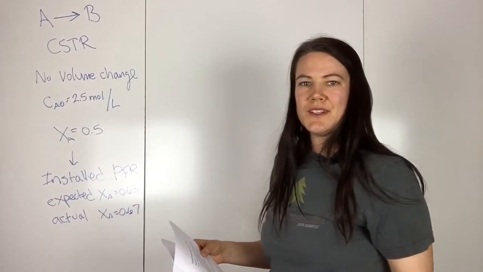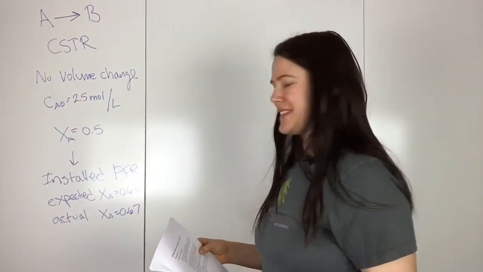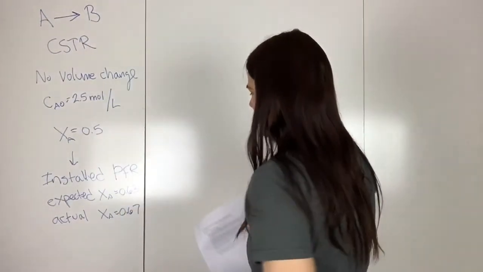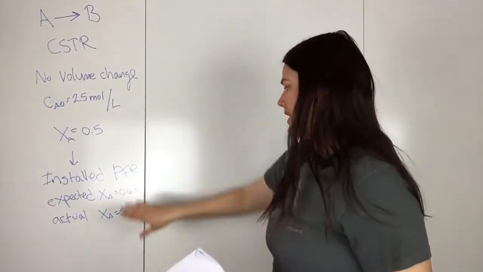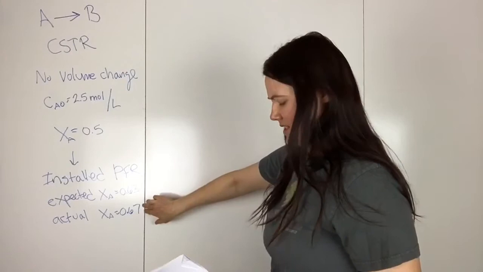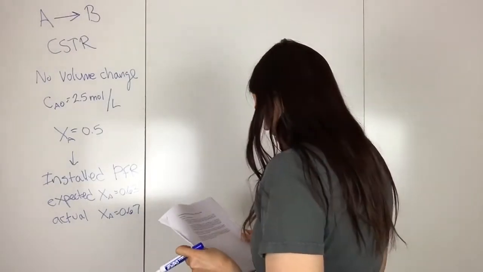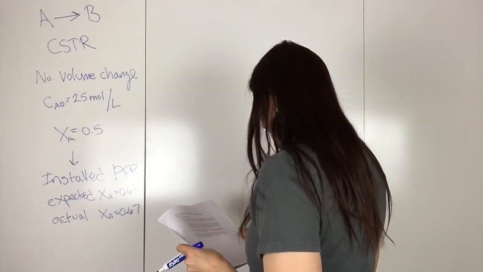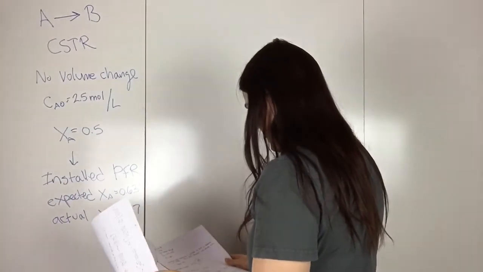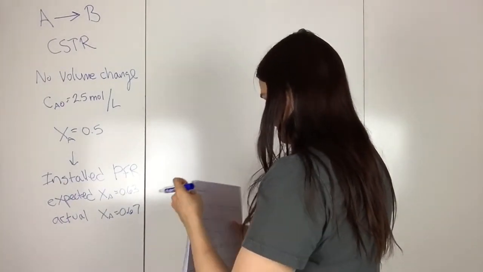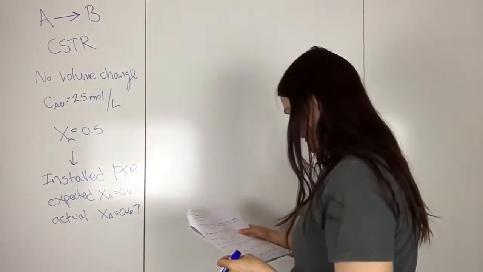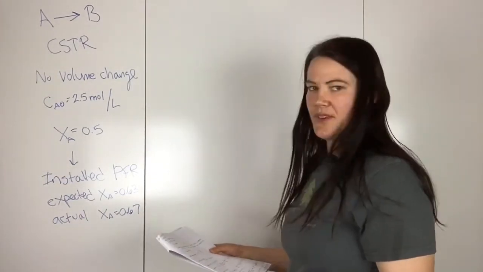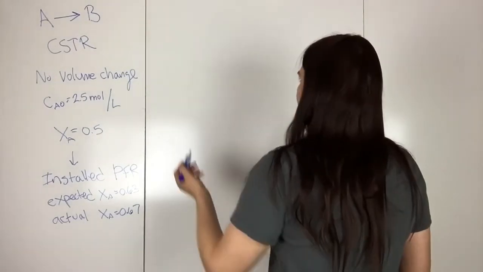So why would this happen? That's the entire point of this problem. You want to figure out why you were expecting this conversion, but you actually got that one. So first of all, let's look at the PFR design equation.